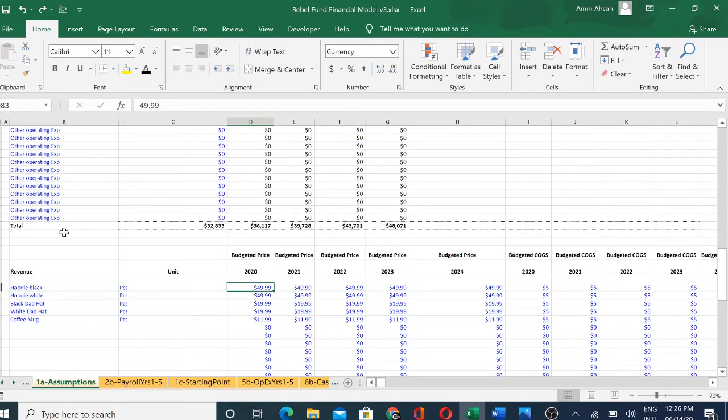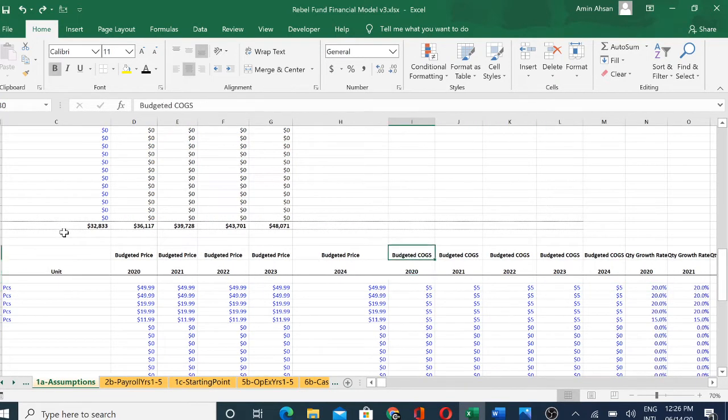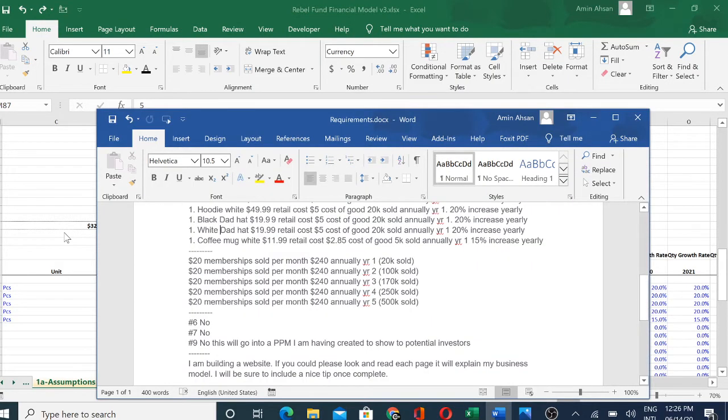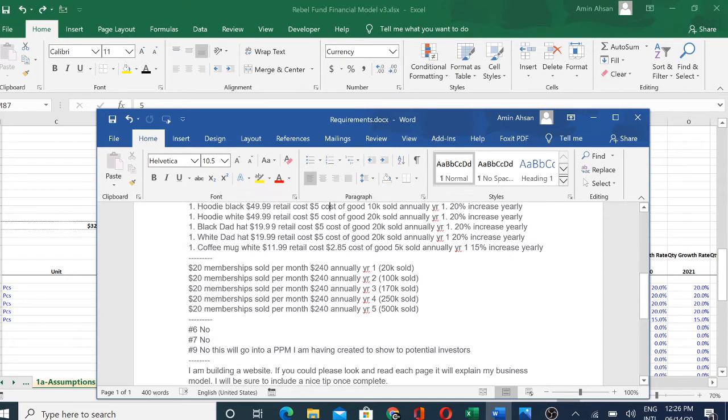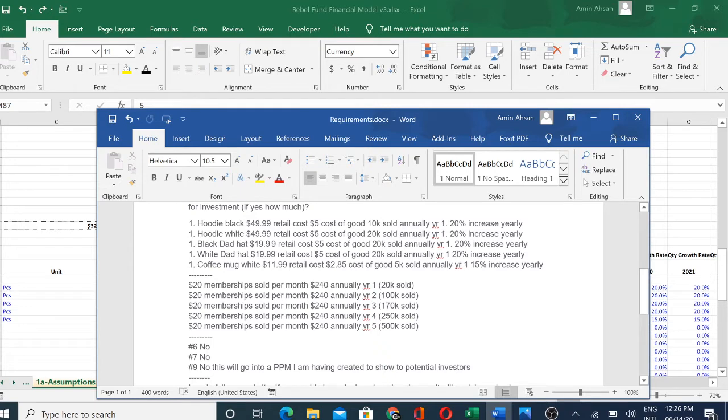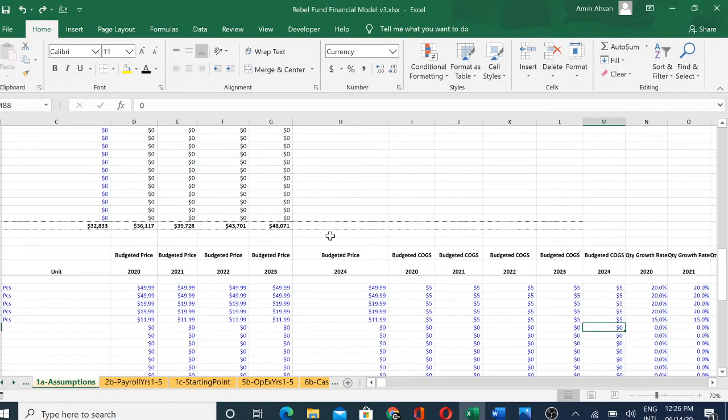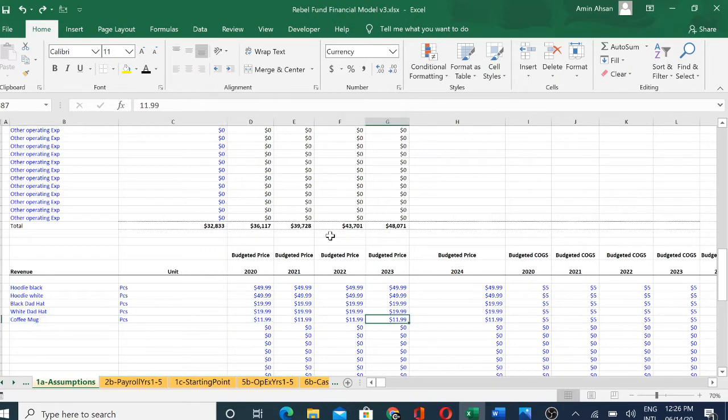Now $49.99 is the price for the first year for this one, this one, this one, and this one, and I have entered the same price for all of the years. You have told me that the cost of goods sold for all these products is $5, so I have put $5 for everything. Let me check that it is $5. And $2.85 for the coffee mug, so for the coffee mug I have to enter $2.85.